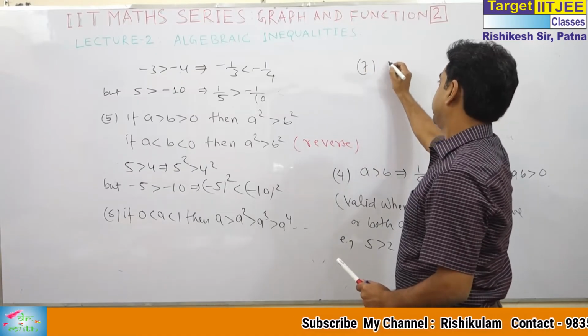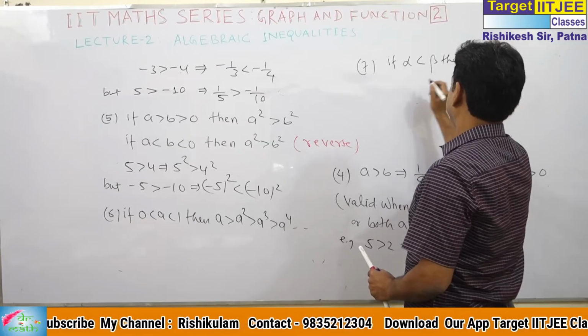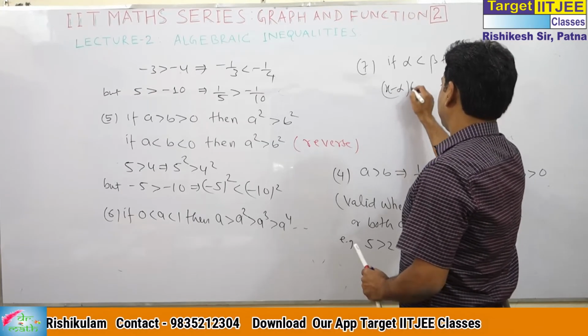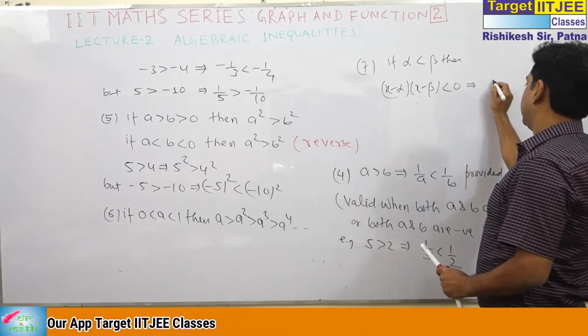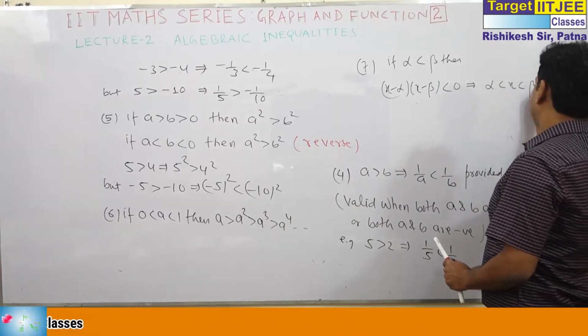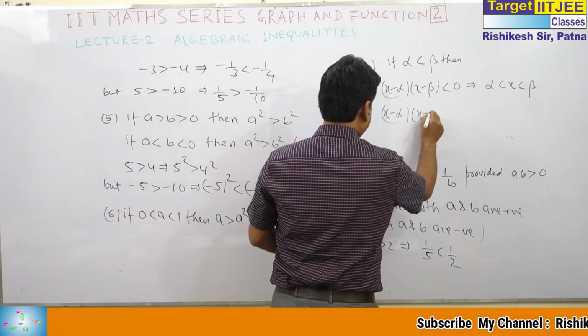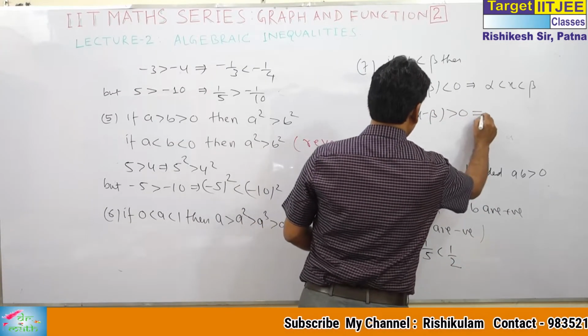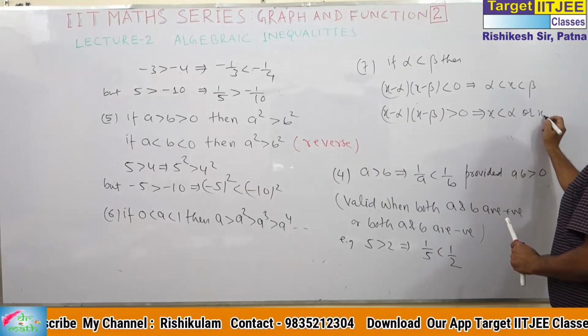Number 7. If alpha less than beta, then (x minus alpha)(x minus beta) less than 0 implies alpha less than x less than beta, and (x minus alpha)(x minus beta) greater than 0 implies x less than alpha or x greater than beta.